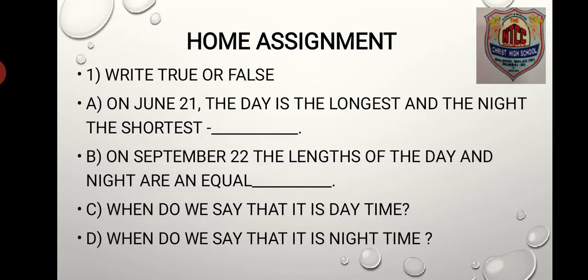This is the home assignment, students. You have to copy these questions in your notebook and write the answers. On June 21, the day is the longest and the night is the shortest. On September 22, the lengths of the day and night are unequal. When do we say that it is daytime? When do we say that it is night time? So in the slides I have given answers to these questions. You can note it down and write the answers in your notebook.